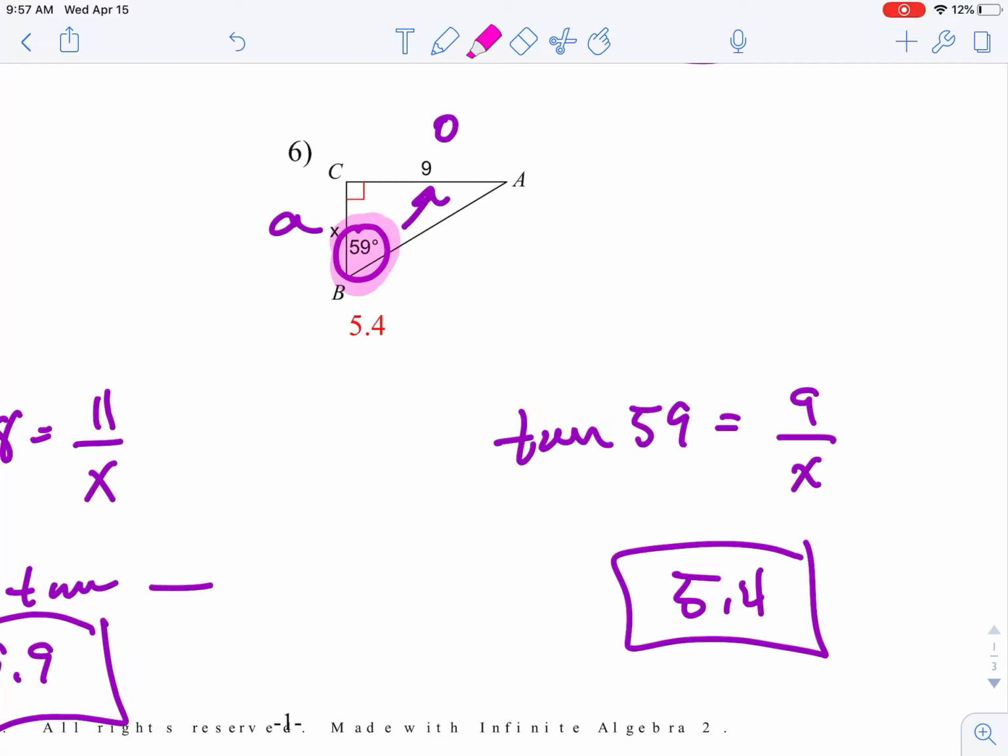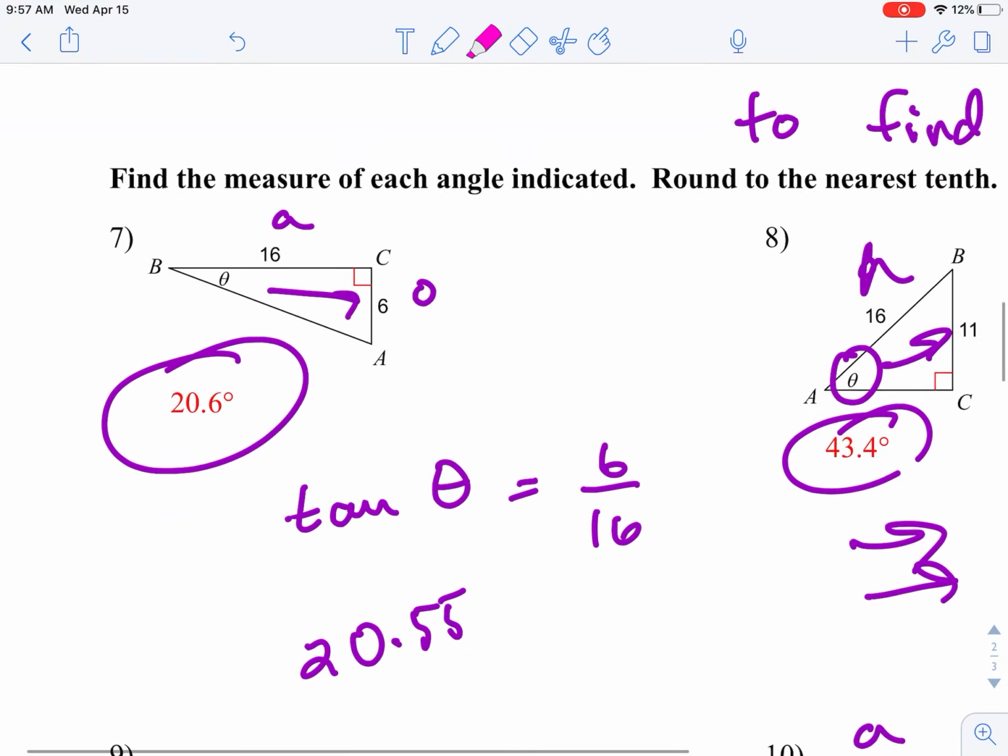Number 6, from 59, opposite over adjacent, tangent 59 equals 9 over x. X is on the bottom, so you divide. So in your calculator, you do 9 divided by tangent 59, okay, and then that's your answer, okay?